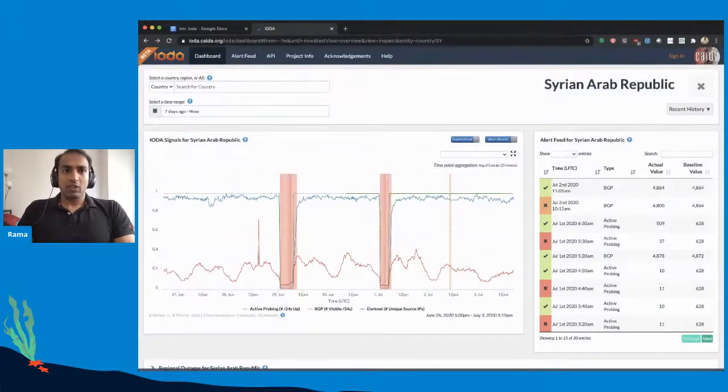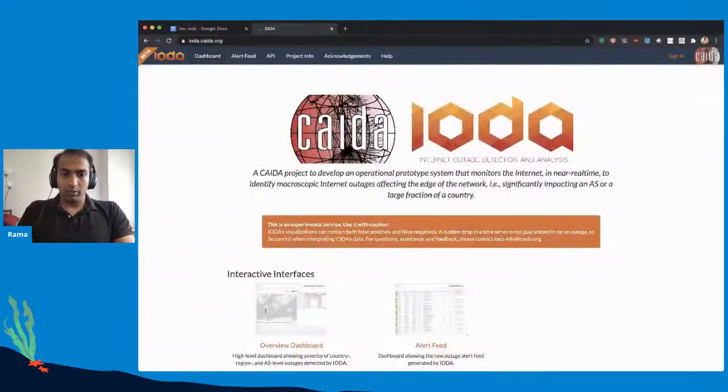Now, suppose that we have some other event that we're interested in. For example, the large shutdown event in Iran that we want to investigate. Again, that was a very well documented, complete internet shutdown event, which was reported on in the news media. Let's look at IODA data and see how it appears.